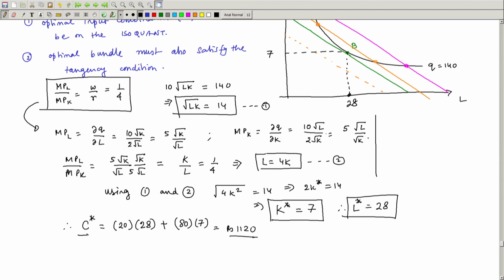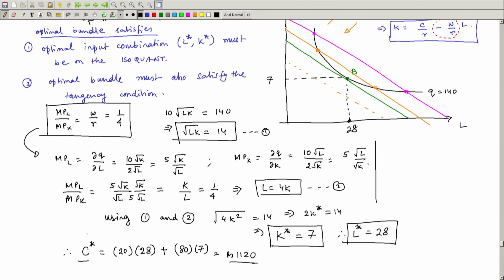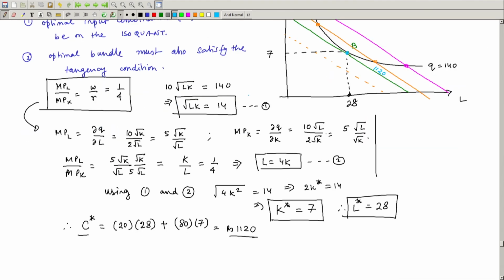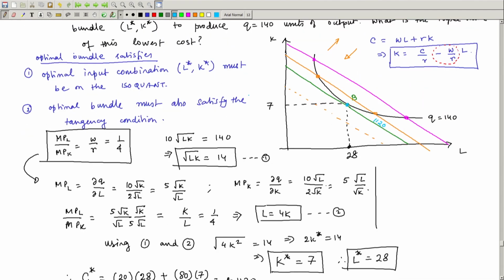So the lowest rupee value of the cost incurred by the firm to produce these 140 units of output is actually 1120, which means that this green line, this isocost line, if you pick any labor capital combination on this isocost line, the cost is going to be 1120 rupees. So 560 is going to be the cost of labor, 560 is going to be the cost of capital. The sum of those two, rupees 1120, is the lowest cost incurred, and that is also the cost of bundle B. So what we have seen now is that 1120 is the lowest cost incurred.